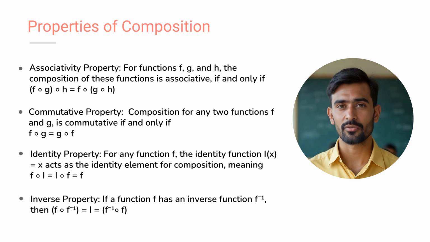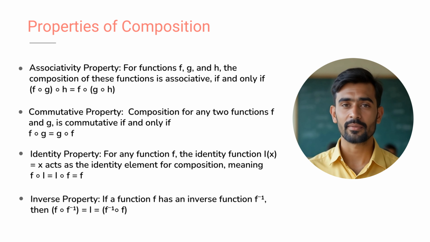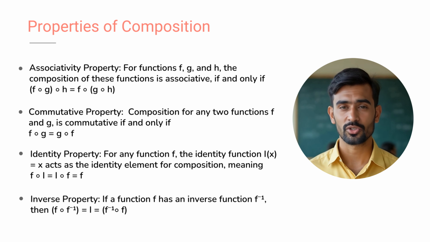Second is the commutative property. This one's tricky. Composition is commutative only if f composed with g is equal to g composed with f, and that's not always true. So always check before assuming commutativity.